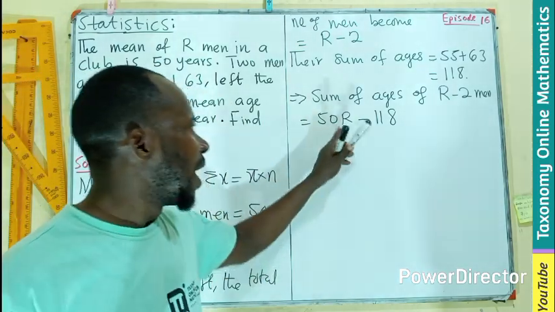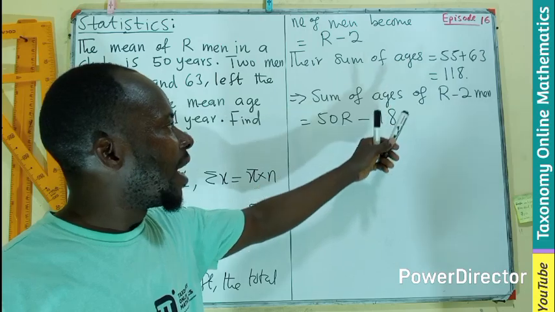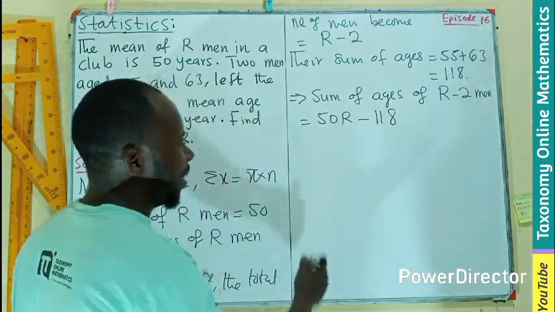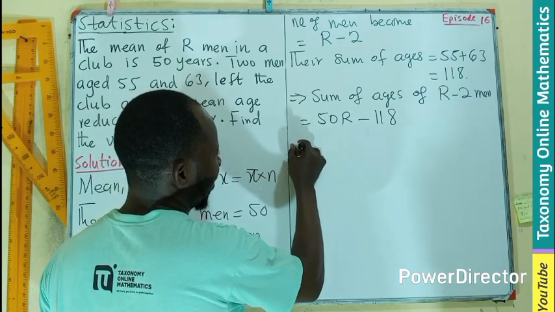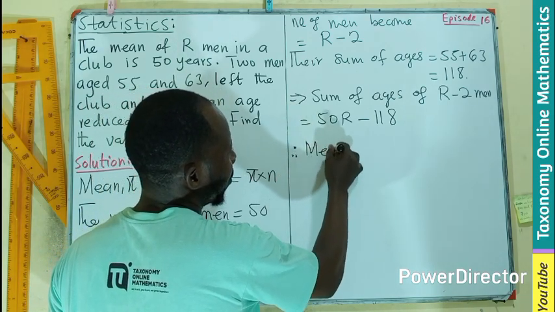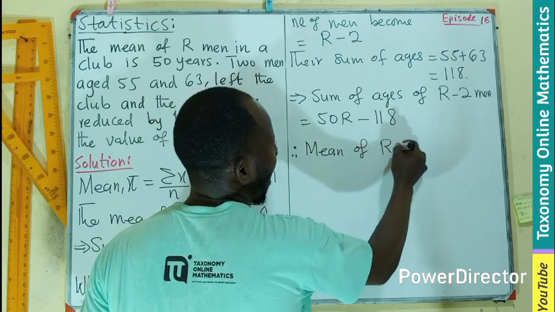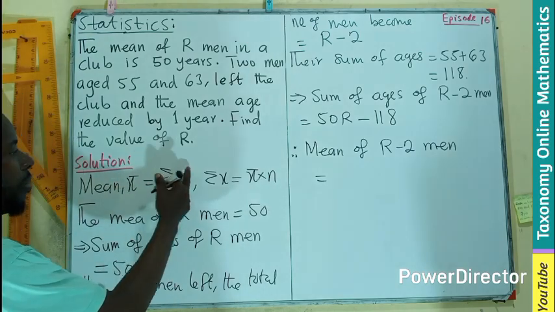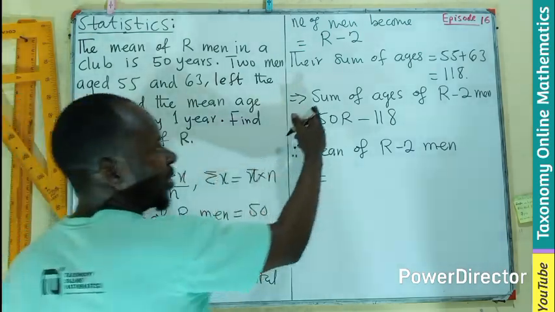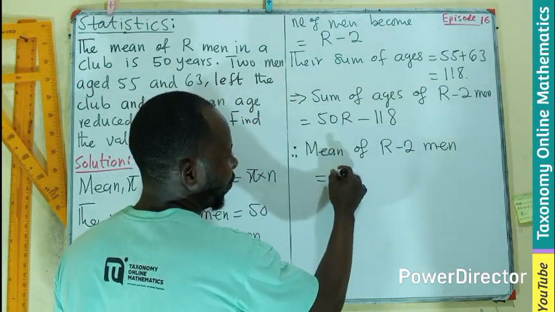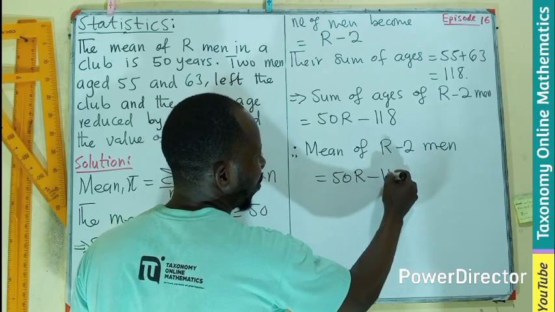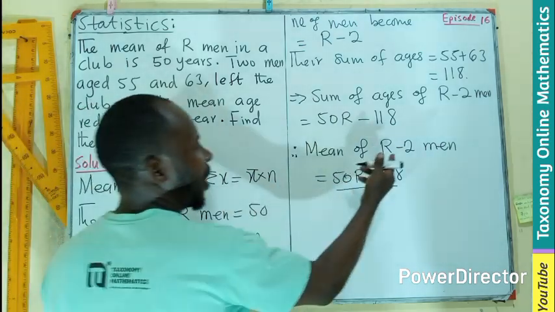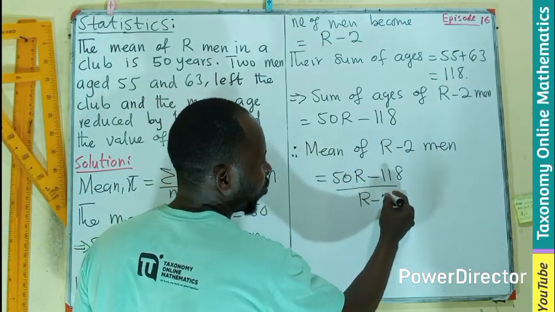We cannot do anything yet because R is unknown. So the sum of the ages is known, and we know the number of them, which is this. We can find the mean easily. So the mean of R minus 2 men will be equal to the summation of all of them, which is 50R minus 118, divided by the number of them. How many were left? They are R minus 2.